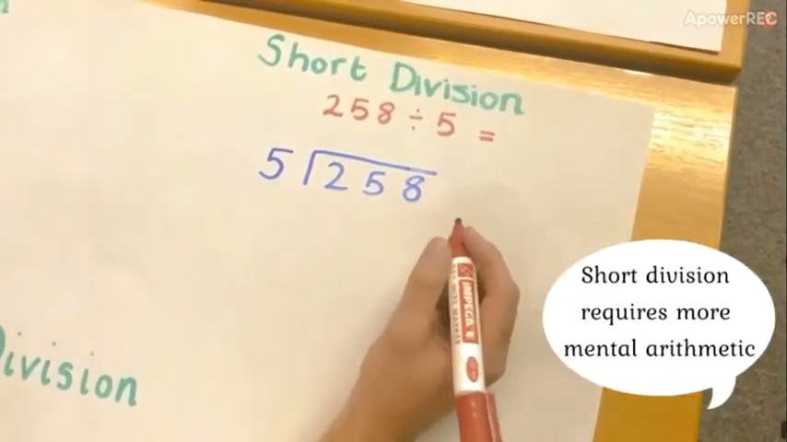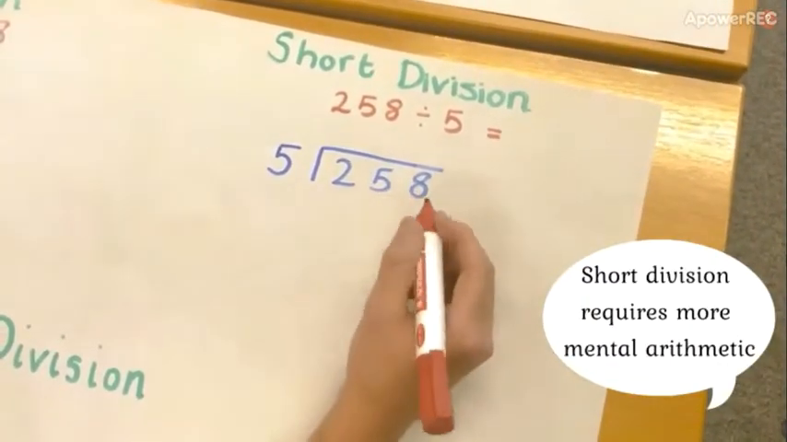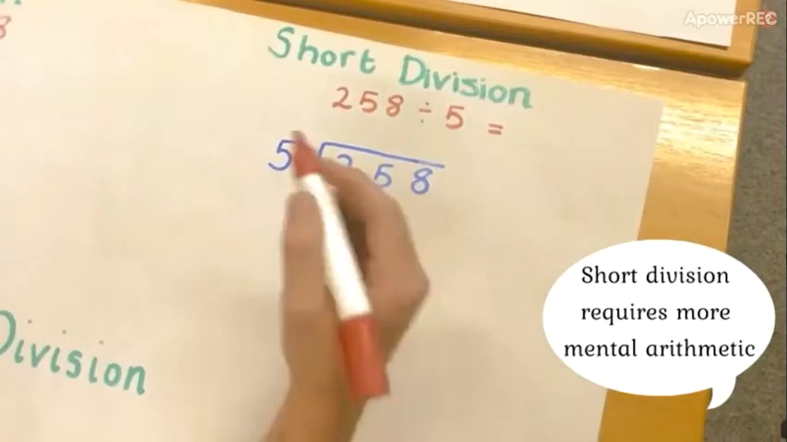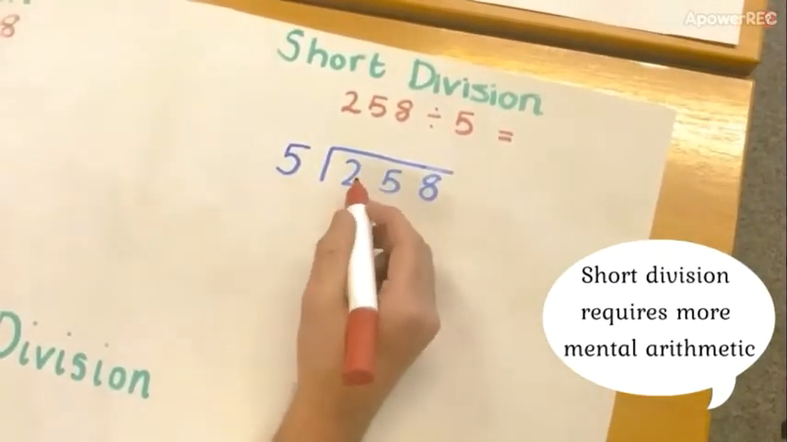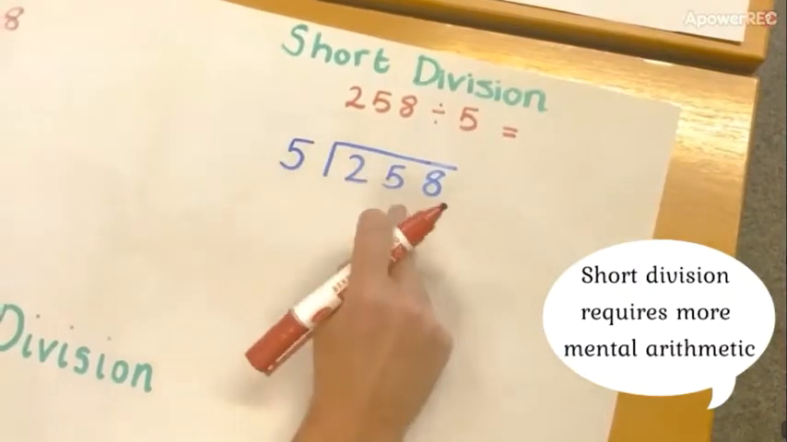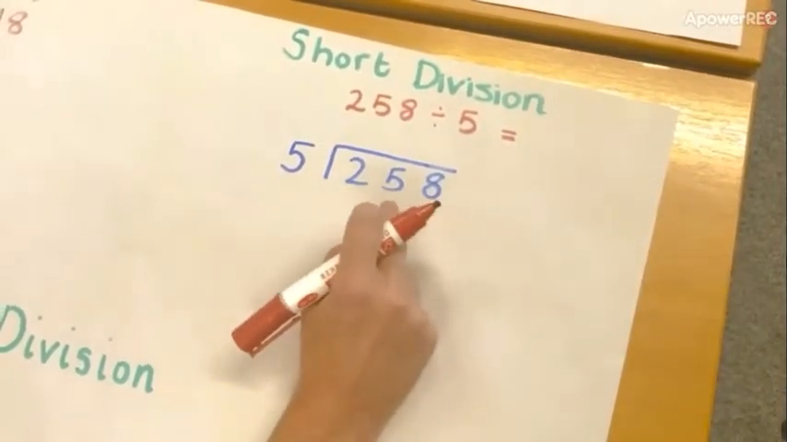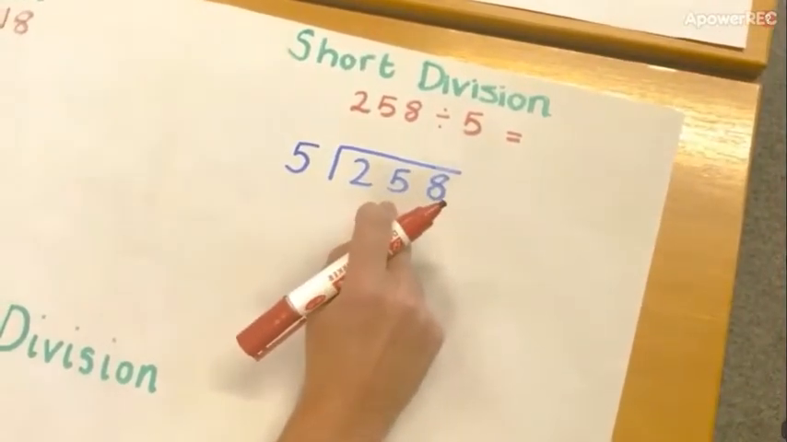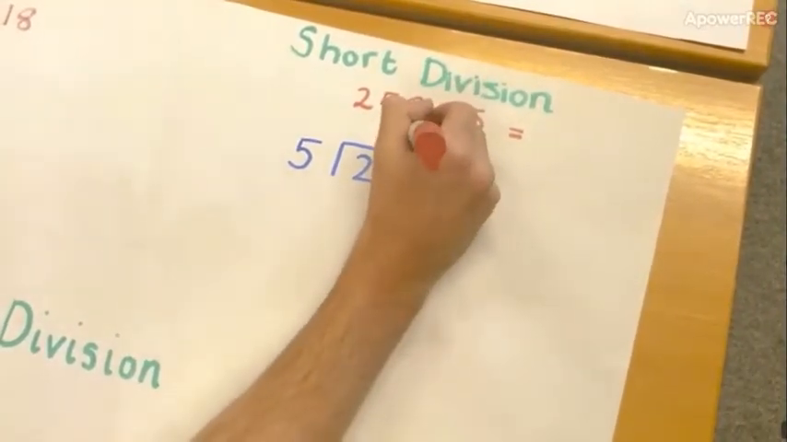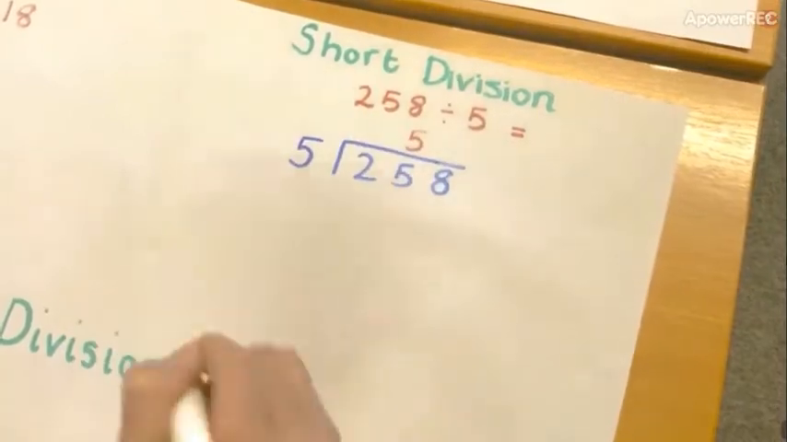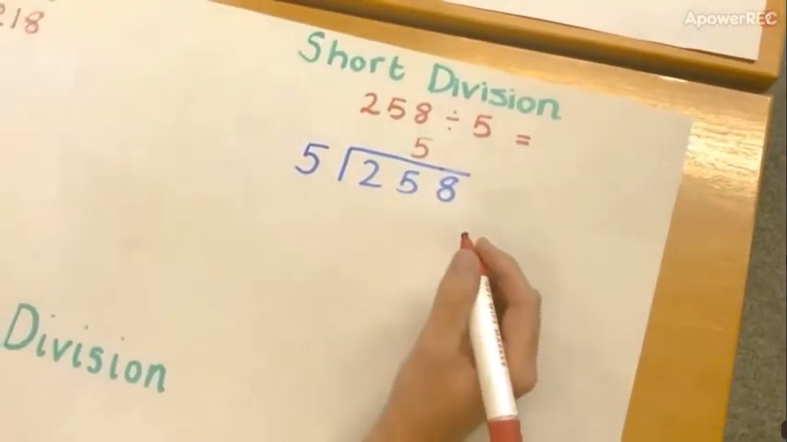So, short division. Our question is 258 divided by 5. So for this one, we need to look how many 5s go into 2. And we know that's not possible, so we move along. And how many 5s go into 25? So we know the answer to that one is 5. So we pop that up there. And there's no remainder there. 5 goes into 25 5 times.